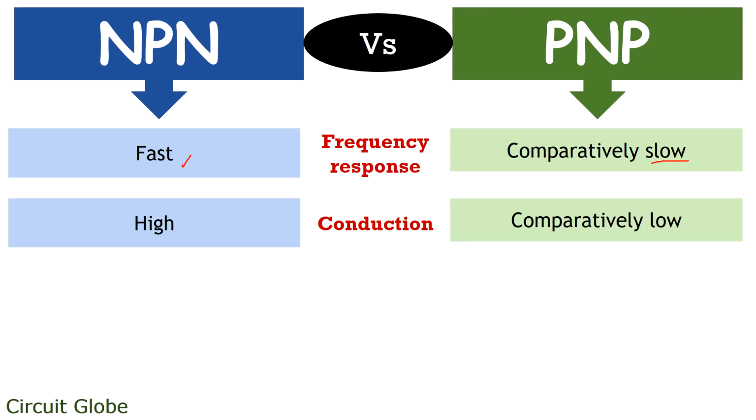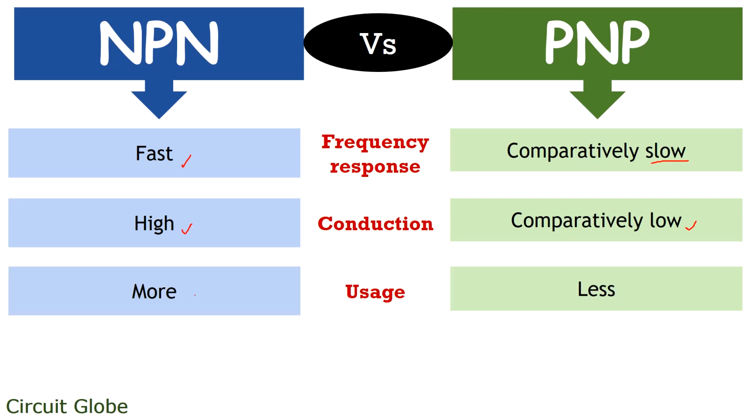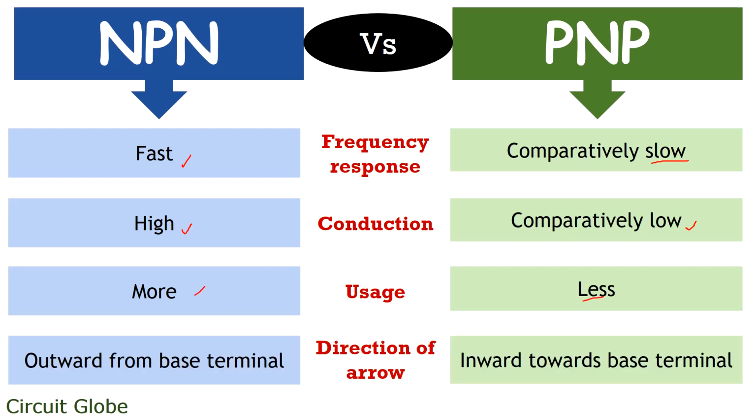On the basis of conduction, it is said that NPN transistors offer more conduction in comparison to PNP transistor. This is so because in NPN transistor, conduction is due to electrons and electrons possess high mobility in comparison to holes. Due to this reason, NPN transistor is preferred more over PNP transistor. Thus, NPN is used more than the PNP transistors. Lastly, the direction of arrow. In NPN, the arrow is outward from the base terminal, while in PNP, the arrow is inward towards the base terminal. So guys, here we have discussed differences between NPN and PNP transistor.